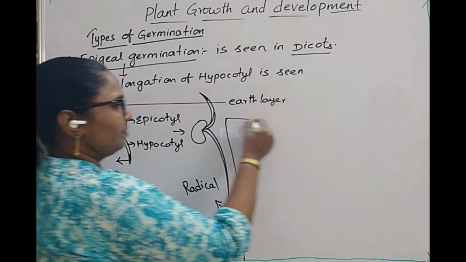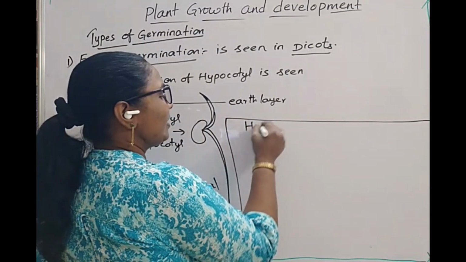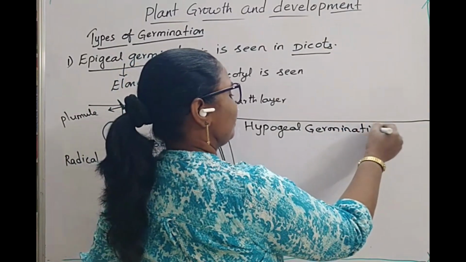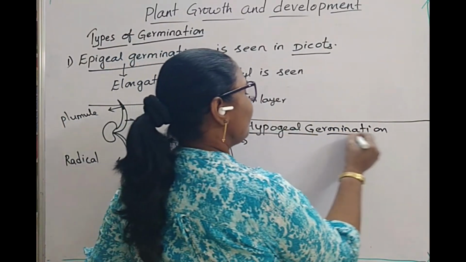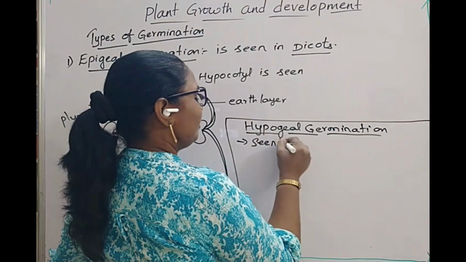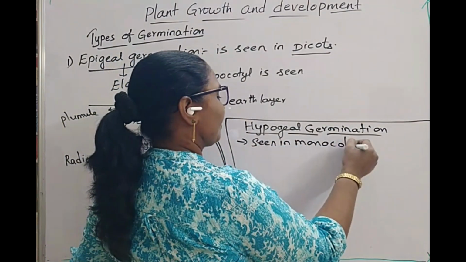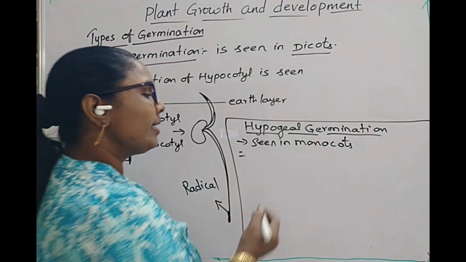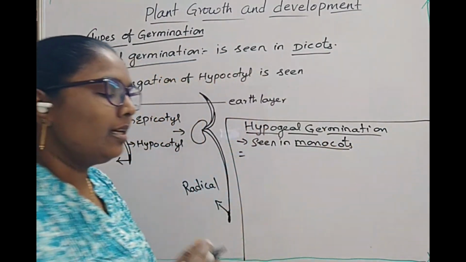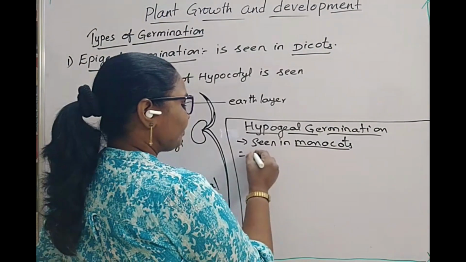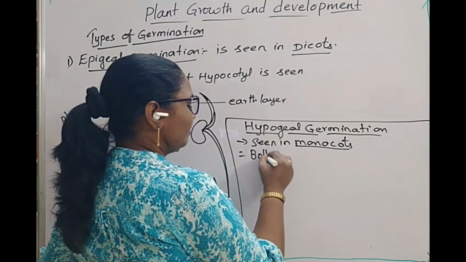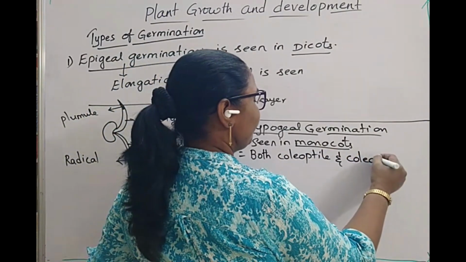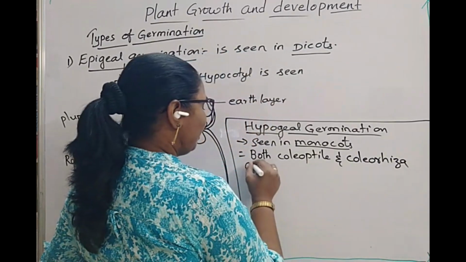Next one, hypogeal type of germination. It is a characteristic feature of monocots, seen in monocots. Here, the epicotyl of the seed is elongated, not the hypocotyl. But in case of monocots, we use terms like coleoptile and coleorhiza. Both coleoptile and coleorhiza are elongated.